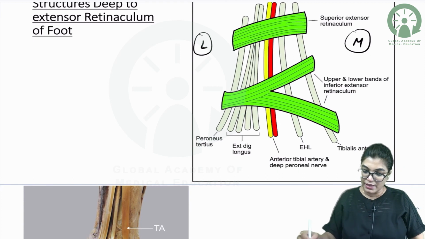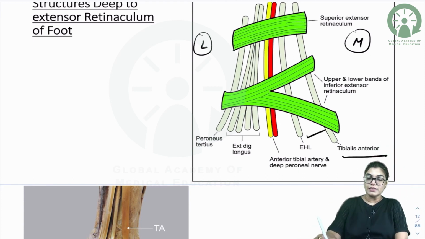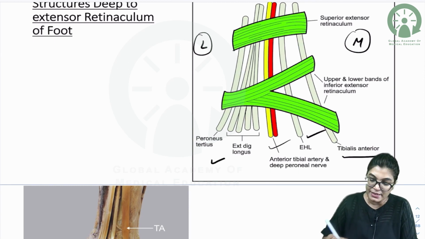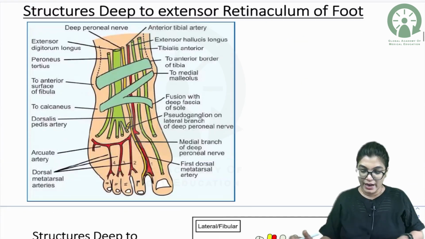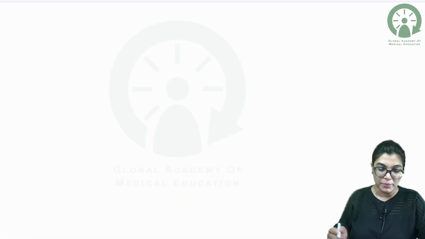The structures traversing are tibialis anterior, extensor hallucis longus, anterior tibial artery and deep peroneal nerve, extensor digitorum longus and peroneus tertius. These are the structures traversing beneath the extensor retinaculum, and the same thing has been shown here. But I want everybody to note down a mnemonic for remembering this.